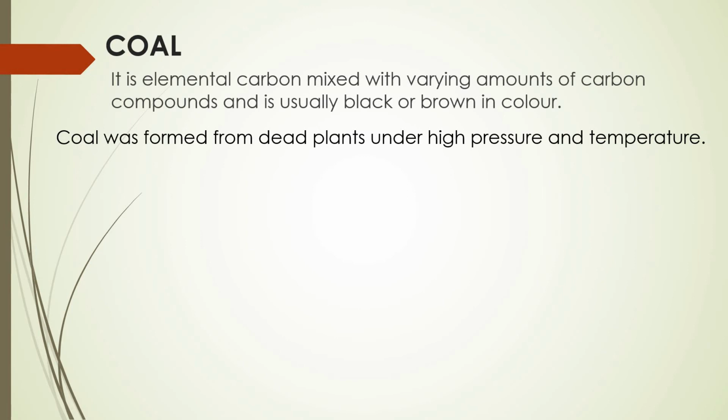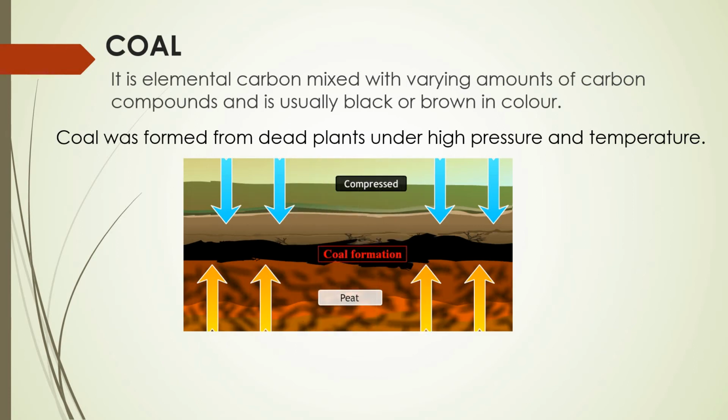Now coal was formed when dead plants were buried under the ground millions of years ago, and with the high pressure and the temperature of the core of the earth, they got compressed and converted into coal. It is due to the combined effect of high pressure and temperature of the earth that these buried plants got converted into coal, and it took millions of years for the coal to get formed.